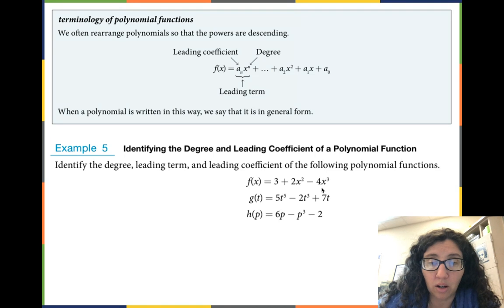All right, so here, let's see, this has the biggest exponent. So this whole term, this is our leading term. Our leading coefficient's -4, and this is a third degree polynomial, or a polynomial of degree 3. All right, let's look at this one. Here's our biggest exponent. So our leading term is 5t to the 5th. The degree is 5, and the leading coefficient is 5. How about this one? This term here, biggest exponent, degree 3. The leading term is negative p cubed, and the leading coefficient is -1.